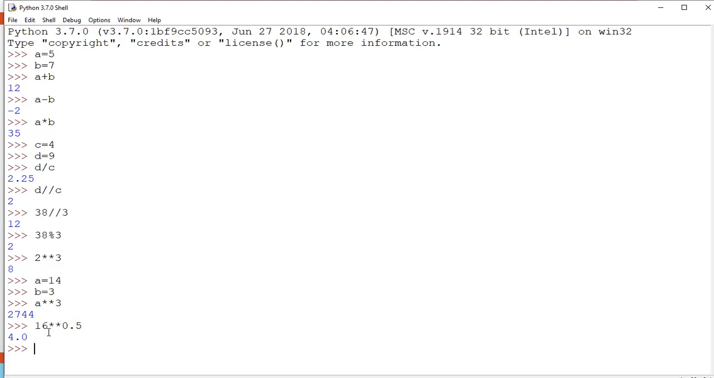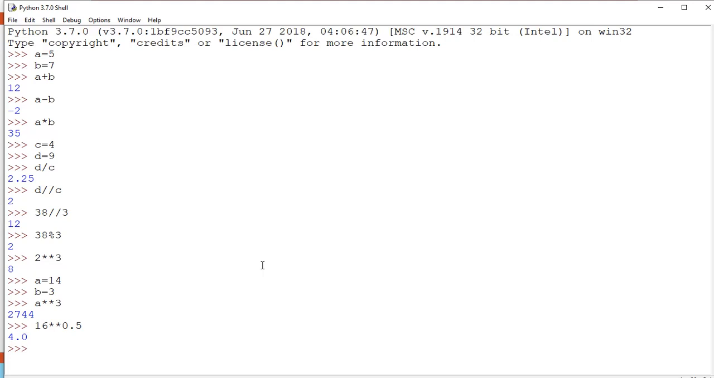Here we have taken 16 to the power 1 by 2, or 16 to the power 0.5. That is the square root of 16, and it provides the value 4.0. Similarly, you can take out the cube root or the fourth root, anything. So it will make your task much easier and more convenient in the Python programming language. This was about the arithmetic operators, and the arithmetic operators as part of binary operators.